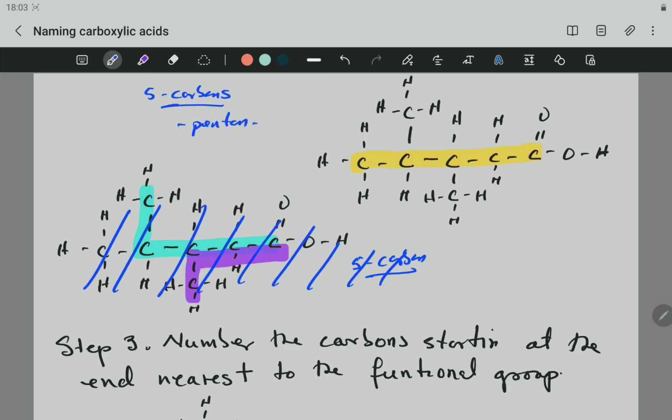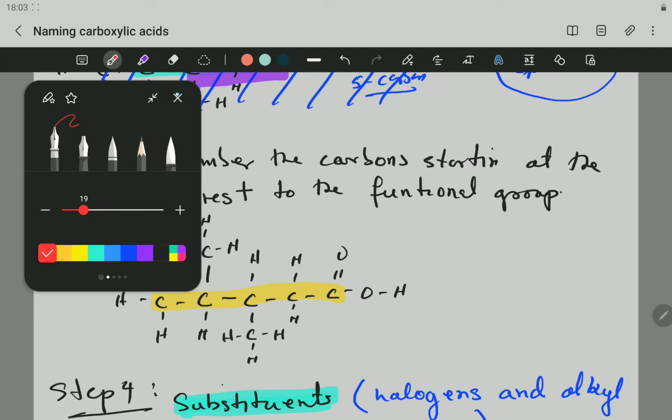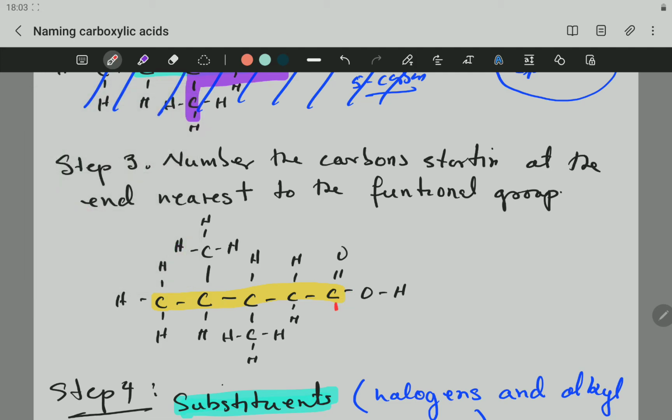So what do we have up until now? We have oic acid and we have pentane. Step 3 is to number the carbons starting from the end nearest to the functional group. The same as we did with aldehydes, the carboxylic acid functional group is always going to be in the first carbon. So that is carbon 1, then carbon 2, 3, 4, and 5. You always start from the first carbon, so you don't have to write 1-oic acid because it is always in the first carbon.